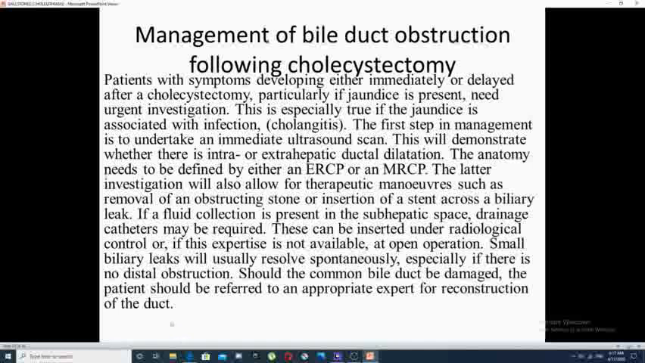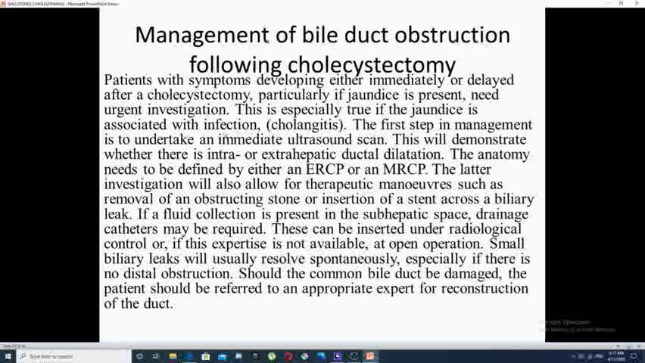Management of common bile duct obstruction following cholecystectomy. Patients who develop symptoms either immediately or delayed after cholecystectomy, especially if jaundice is present, need urgent investigation. This is especially true for jaundice associated with infection, which means cholangitis.